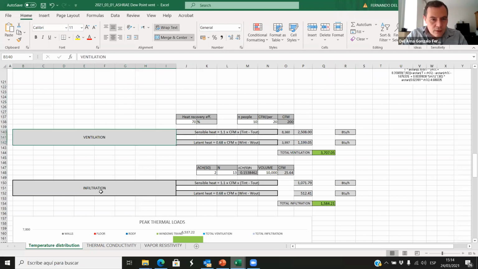Okay, so the ventilation here. The sensible heat, these are the formulas, 1.1 times CFM times indoor minus outdoor temperature, and latent heat.